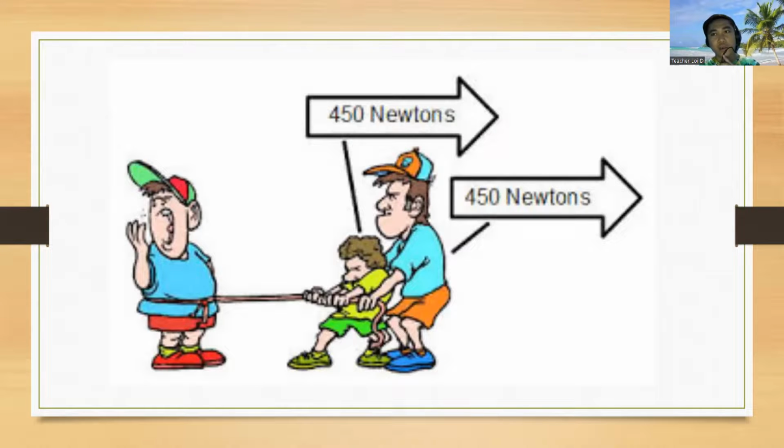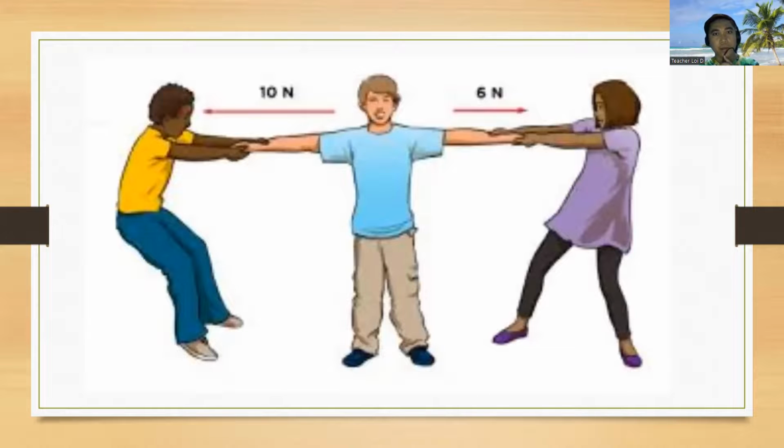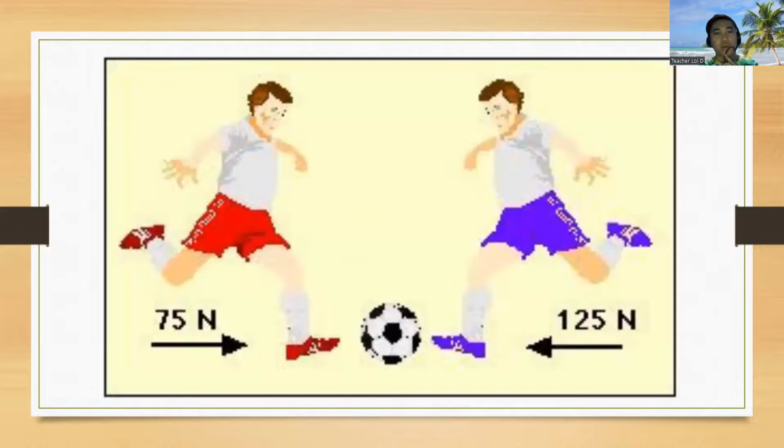Okay, ano yung net force dito at saan mapupunta? Okay, pause nyo lang, then share your answer in our comment box. How about this one? 10N to the left and 6N to the right. Saan mapupunta yung... okay, ano yung net force niya? How about this one? 75N and 125N. Ano yung resultant force? Pause nyo muna, sagutan nyo, solve nyo, then share nyo yung answer nyo sa comment box.